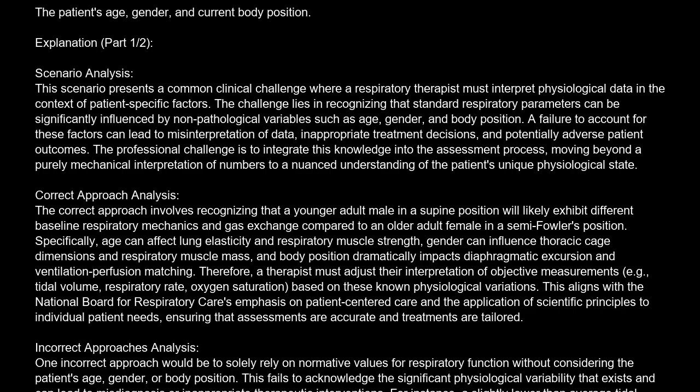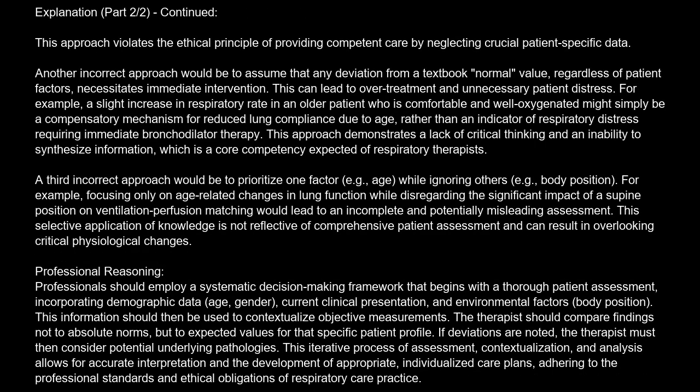One incorrect approach would be to solely rely on normative values for respiratory function without considering the patient's age, gender, or body position. This fails to acknowledge the significant physiological variability that exists and can lead to misdiagnosis or inappropriate therapeutic interventions. For instance, a slightly lower than average tidal volume in an elderly patient might be normal for them, whereas it could indicate a problem in a younger individual. This approach violates the ethical principle of providing competent care by neglecting crucial patient-specific data.